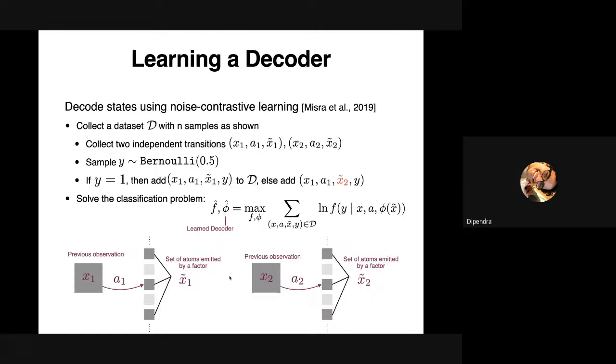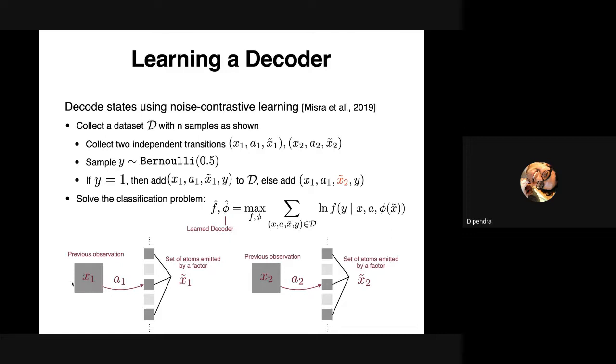So instead, what we will do is use another noise contrastive learning based strategy for learning the decoder. And this follows from our prior work. So what we will do is collect a data set with n independent samples as shown. For these samples, we will first sample 2 independent transitions, which are x1, a1, x tilde 1, and x2, a2, and x tilde 2. So you can see them over here.